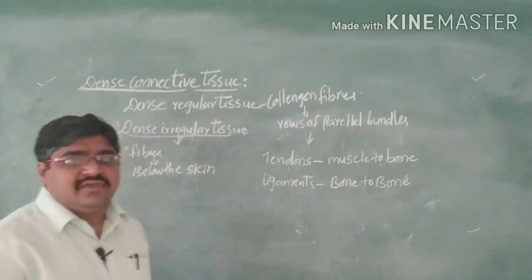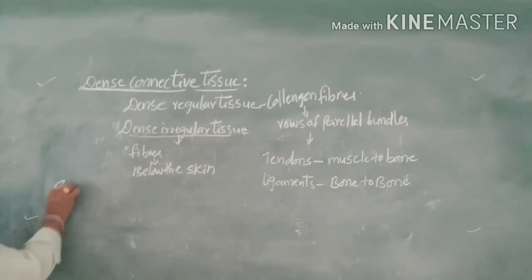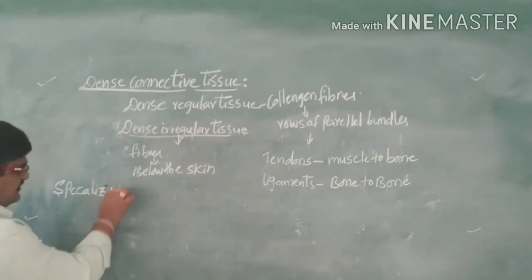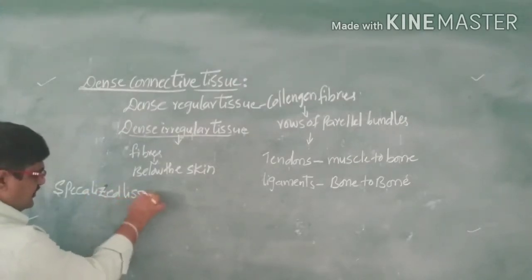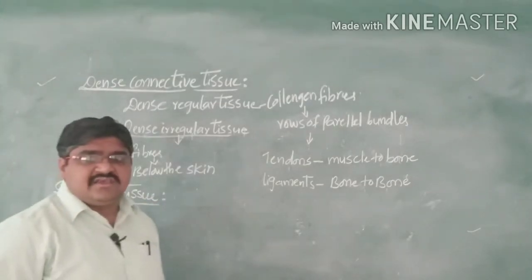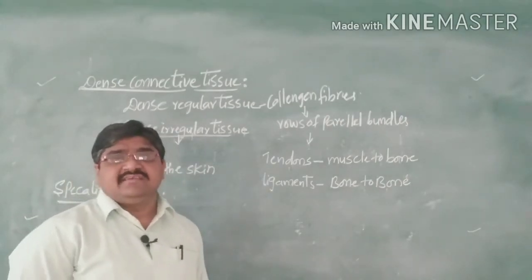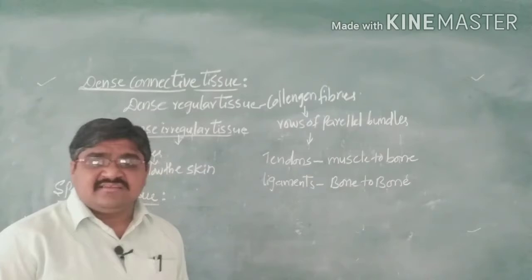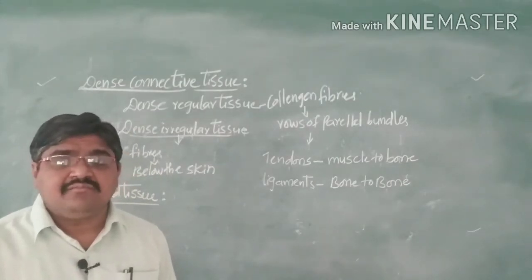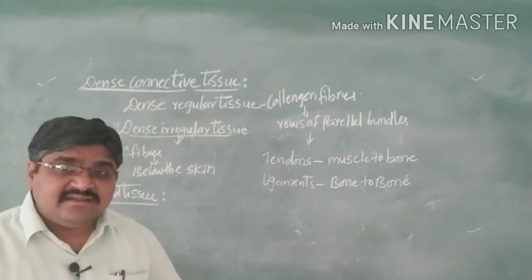Next, coming to the third one, the specialized tissues. Specialized means these are tissues which have a specific function. They play a very important role, so they are called specialized tissues.